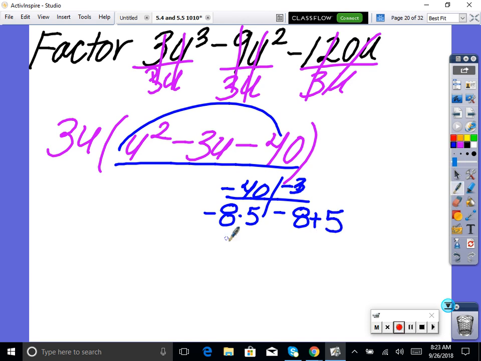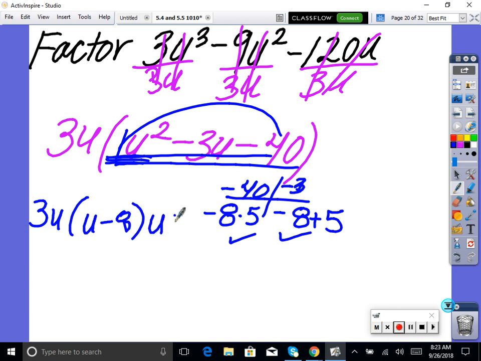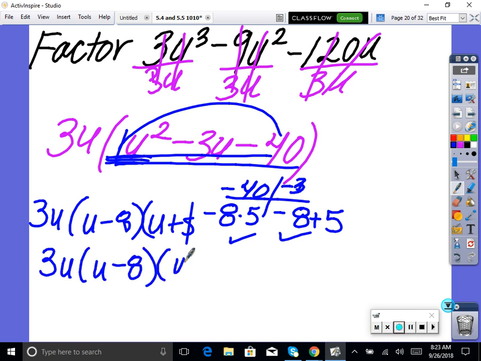All right, check, check. Can we quick factor? Yes, so we have a 3u, and then this part factored to be u minus 8 and u plus 5. U minus 8 and u plus 5, everybody.